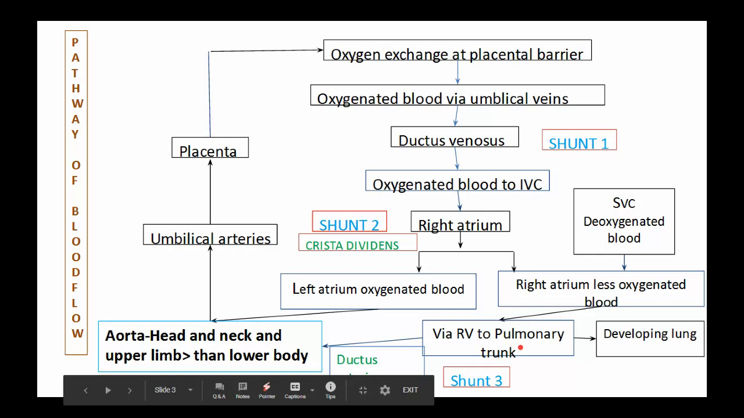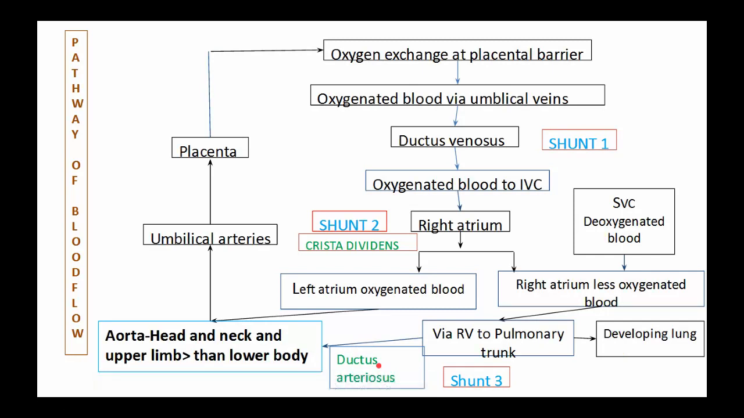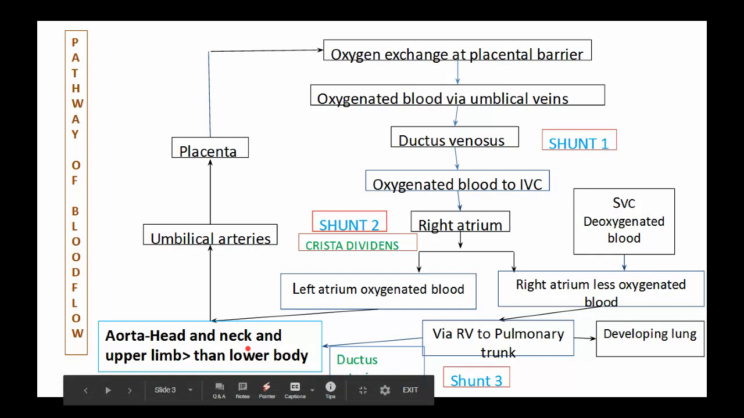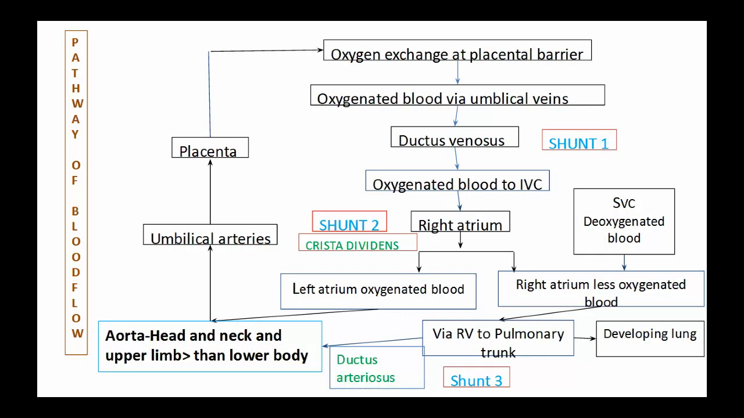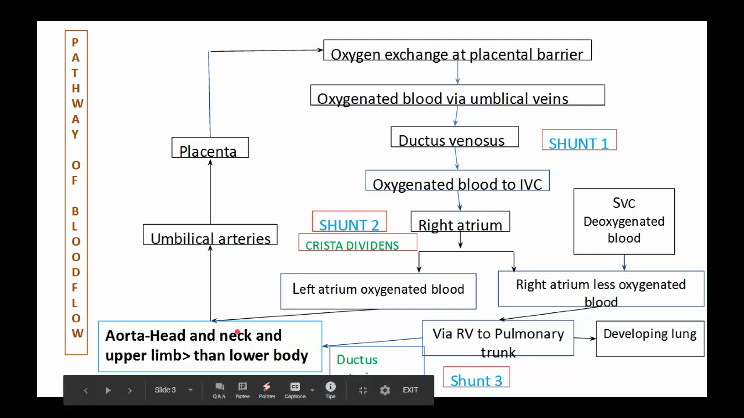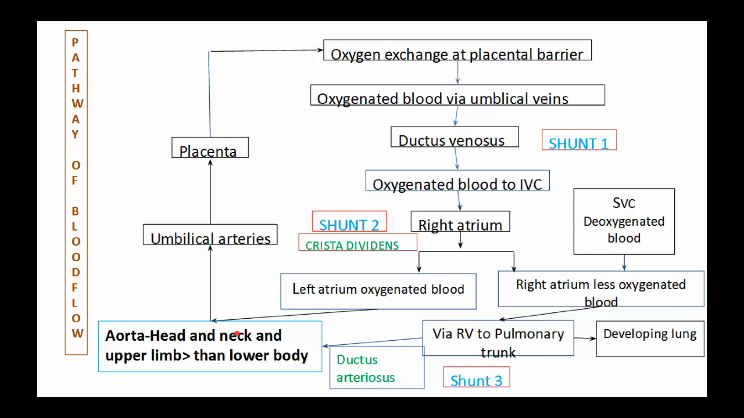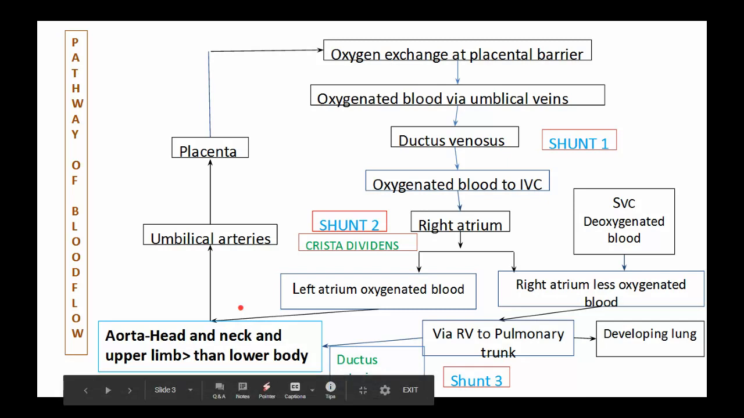and from the right ventricle to the pulmonary trunk. Now, at the pulmonary trunk, the bloodstream divides into two: one towards the developing lung, where it is offering a greater resistance, so only a small amount of blood is going into the developing lung, whereas most of the blood is being shunted via ductus arteriosus into the aorta. Now this is the shunt 3, so that most of the blood is going into the developing head and neck and the upper limb. So this also explains why at the birth the ratio of upper segment to lower segment is greater, around 1.7, which reverses later on in adult life.